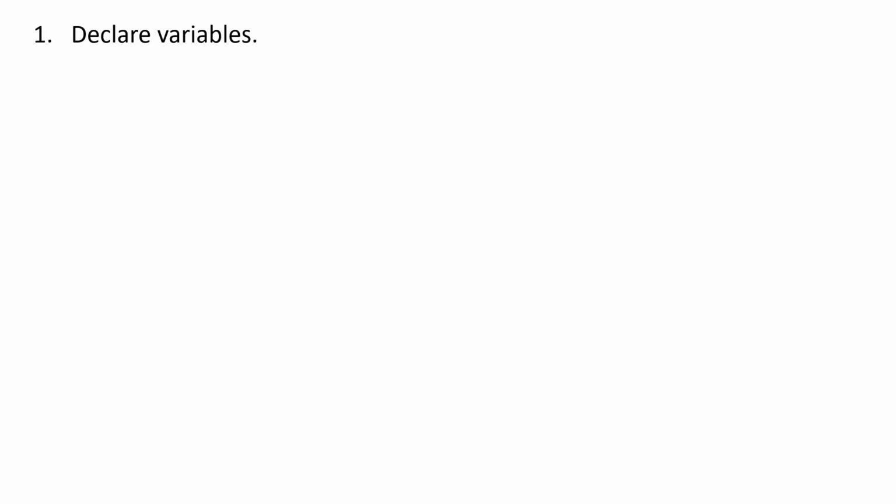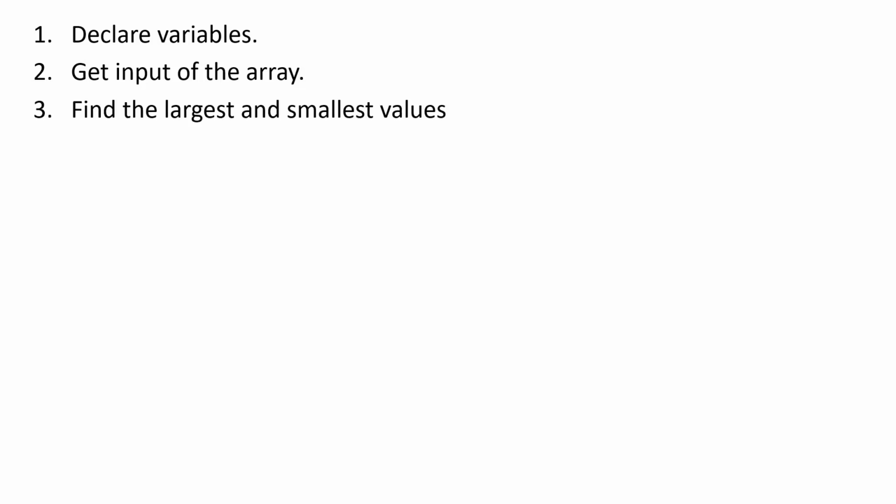The first thing is we declare variables, right? We declare the variable for the array. Second, we get an input of the array, so we should have a loop to ask the user to enter the value for each element in the array. Then we find the largest and smallest value in the array. Then we display the result.